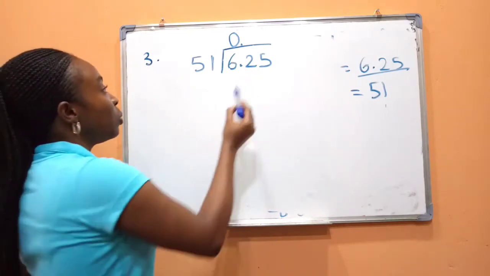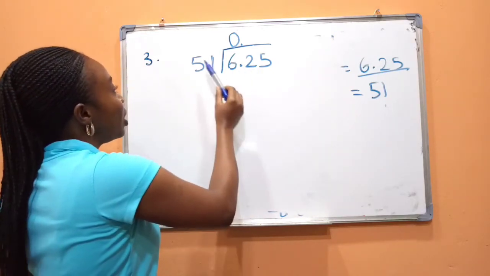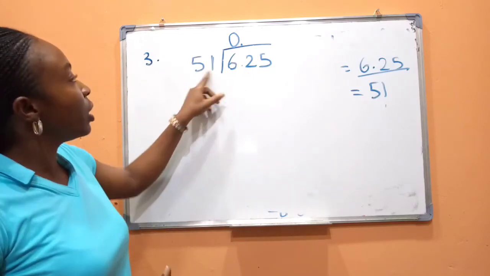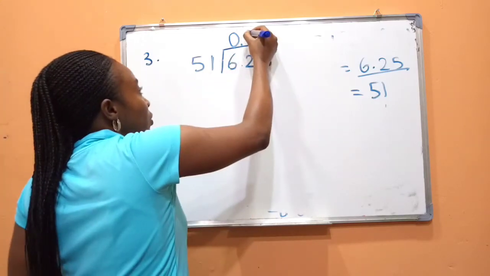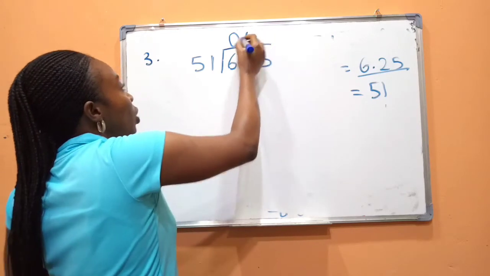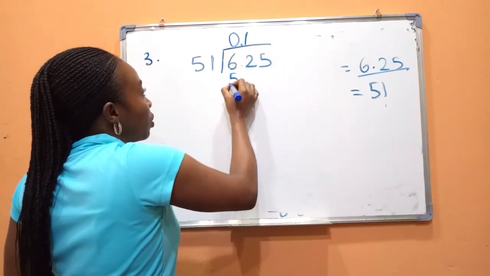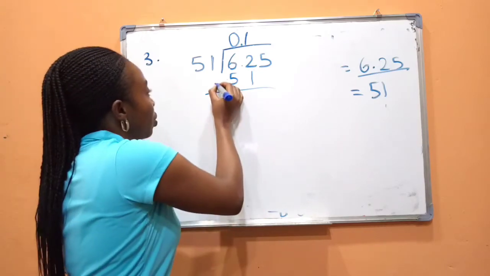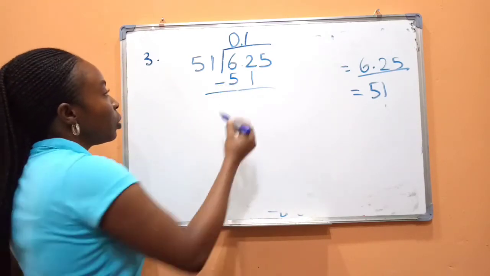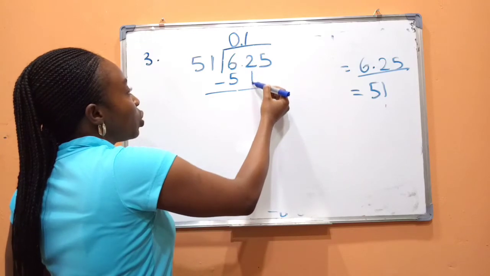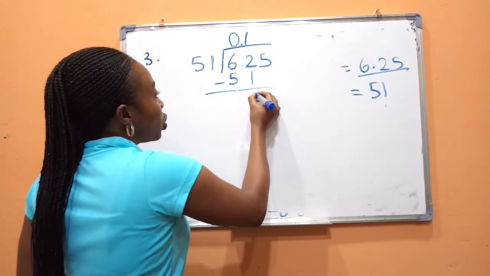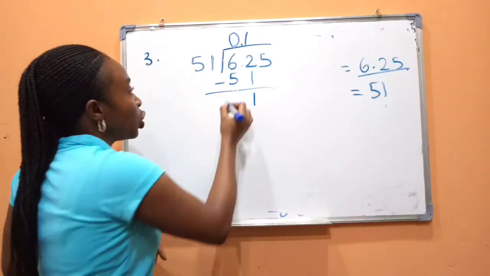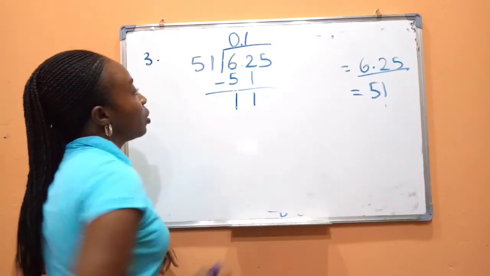Now that it's 62, we can now say 62 divided by 51, okay? 62 divided by 51, we know it's 1. Then we have 1 times 51 gives us 51. Then we subtract, introduce your minus, and then we're going to have 2 minus 1 gives us 1, and we have 6 minus 5 gives us 1, okay?